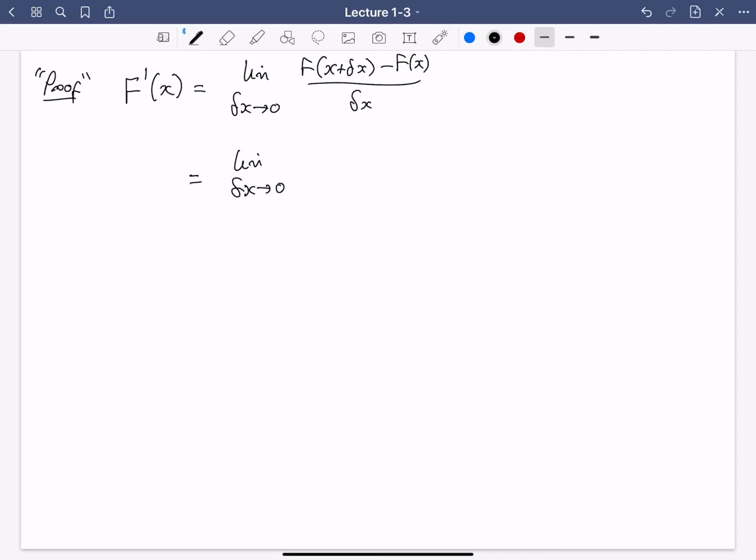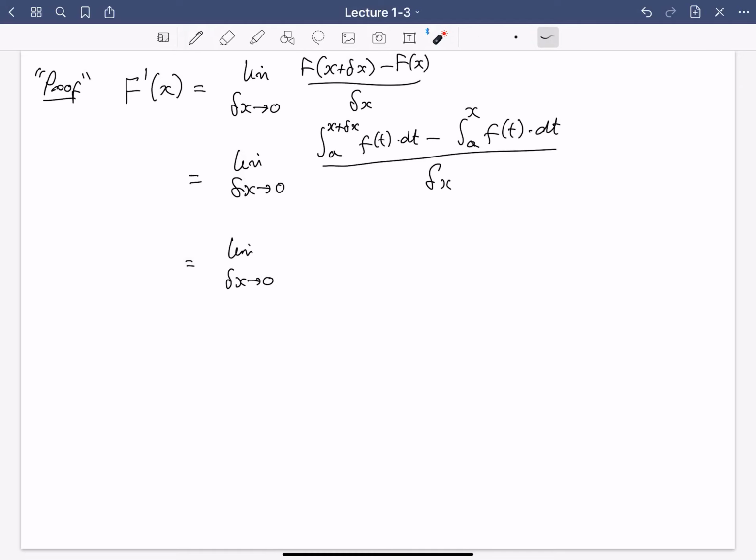That's what derivative means. So let's plug in the definition of what big F is. It's the integral from a to x plus delta x of f of t dt, minus the integral from a to x of f of t dt, all over delta x, in the limit as delta x goes to 0. Now this is the area under the graph between a and x plus delta x. This is the area between a and x. So that difference in those areas is just the area from x to x plus delta x.